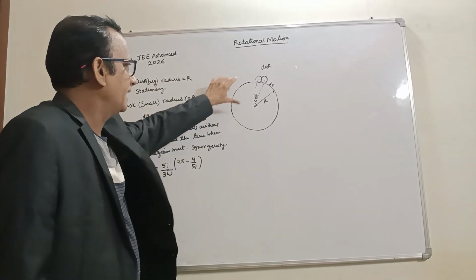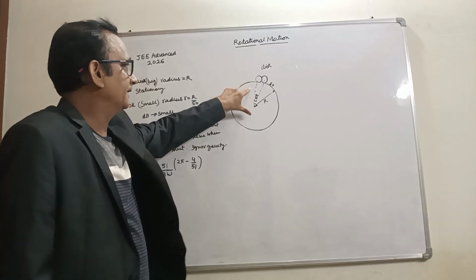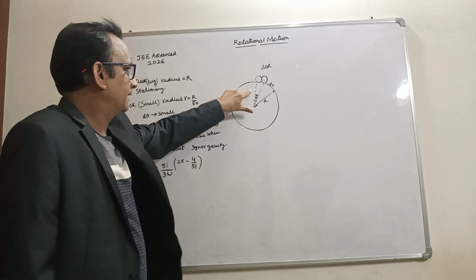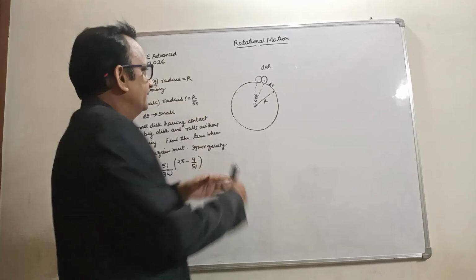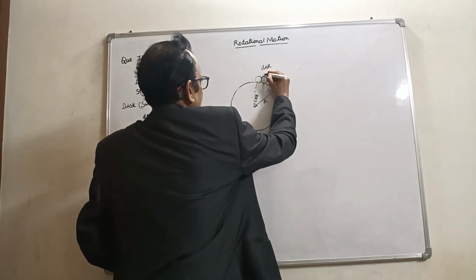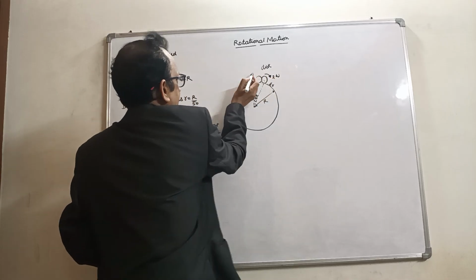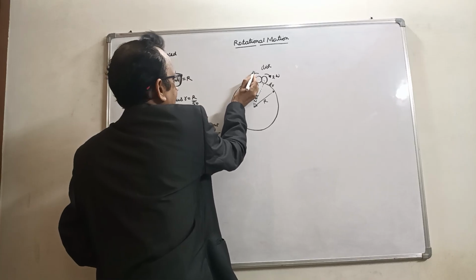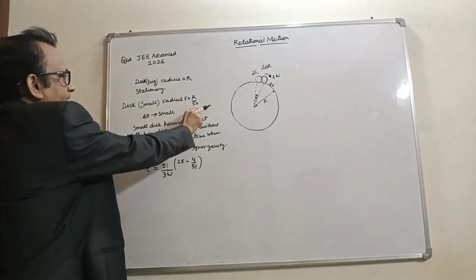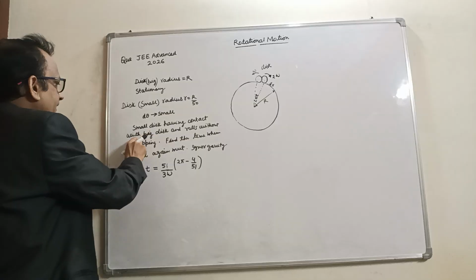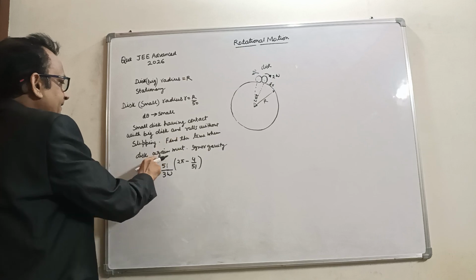This disk is stationary, and two small disks are rolling without slipping in contact with the big disk. One small disk is rotating with angular velocity 2 omega, and the other is rotating with angular velocity omega. This is given in the question. The radius of the small disk is r by 50, and the small disk is in contact with the big disk and rolls without slipping. Find the time when the disks meet again.